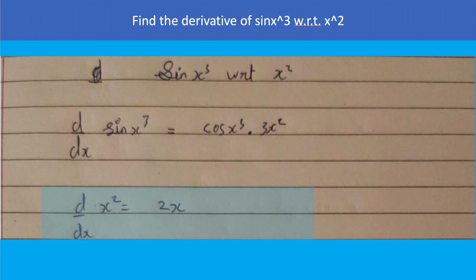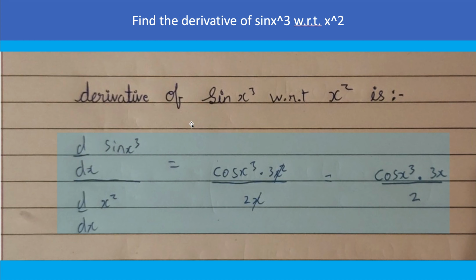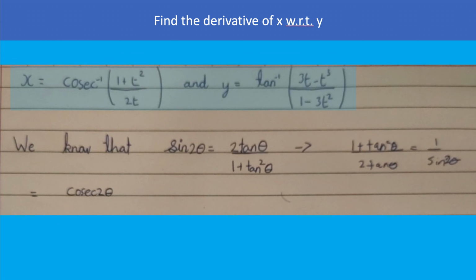After this, you will get the derivative of sine x cube upon the derivative of x square, and once you simplify it, you will get cos x cube into 3x upon 2. Once again, similarly, you have to find the derivative of y with respect to x. In this case, it's a bit complex.